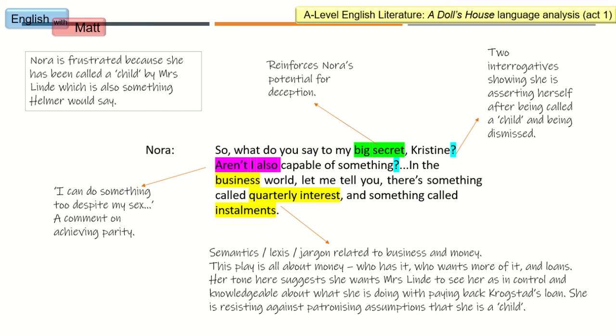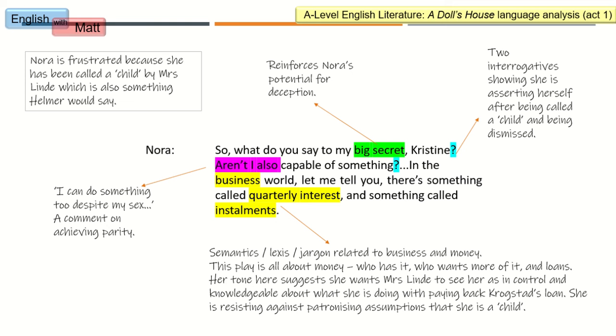So she's asking here two interrogatives, two questions. "So what do you think of my big secret, Christine? Aren't I also capable of something?" And those questions show that she's trying to assert herself after being called a child and feeling relatively dismissed. So she's trying to rebel from this passive idea that women are just superficial and aren't capable of anything more substantial. So again, it reinforces, like with the macaroons, that this is a character who is capable of deception.